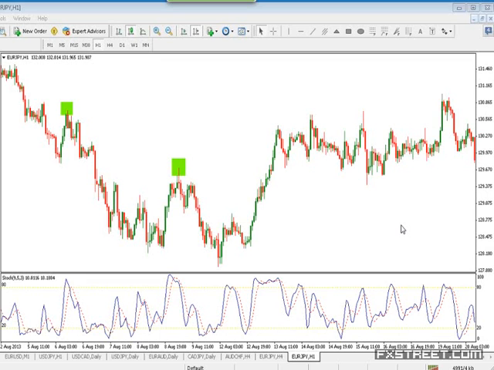I'm facing a little bit of problem with my audio. I'm getting a lot of echo here, so it's a little inconvenient for me. But let's just go right ahead.